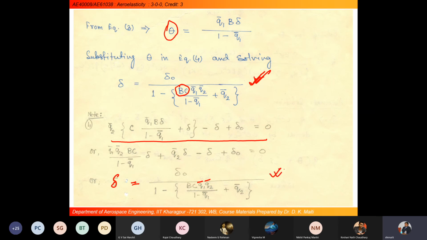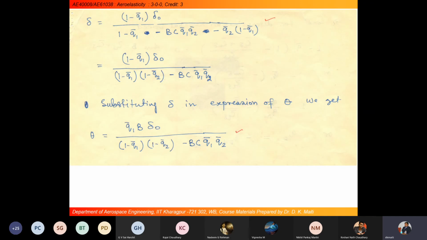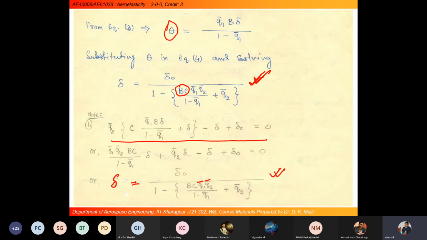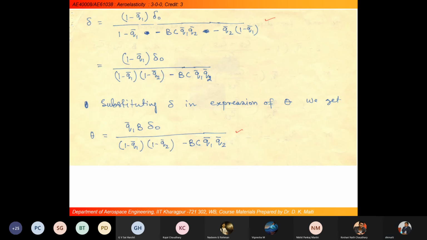So this is our value of delta, and substituting the value of theta and delta in the first equation, we can get the value of delta theta. So after simplification, we are getting delta is equal to 1 minus Q1 bar into delta naught, and the denominator will be 1 minus Q1 bar multiplied by 1 minus Q2 bar minus BC Q1 bar Q2 bar.